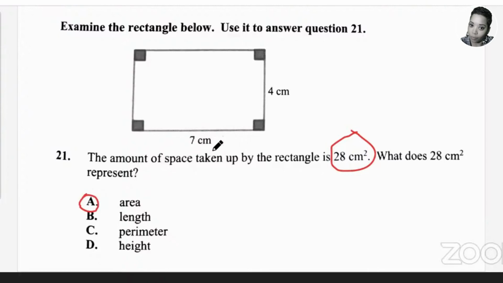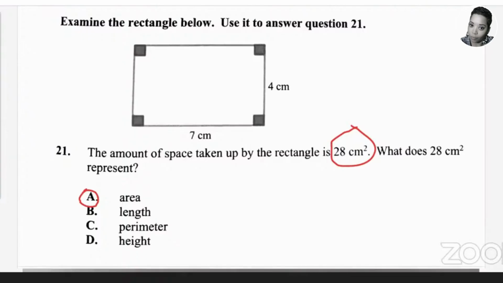The length is 7 centimeters. The perimeter, we would have to add all the sides, but with perimeter, we do not have squared at the end of our answer. So the correct answer is A, area.